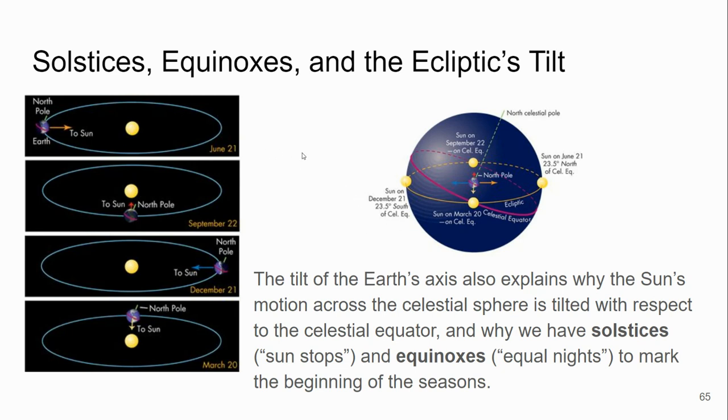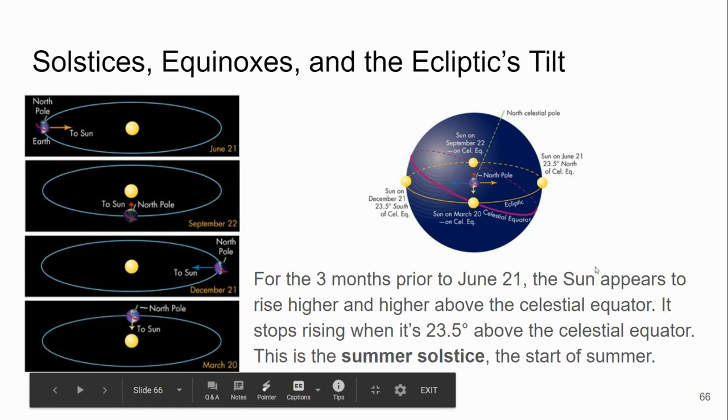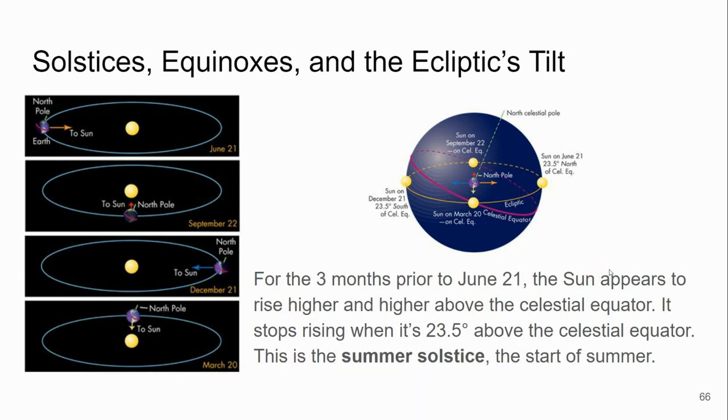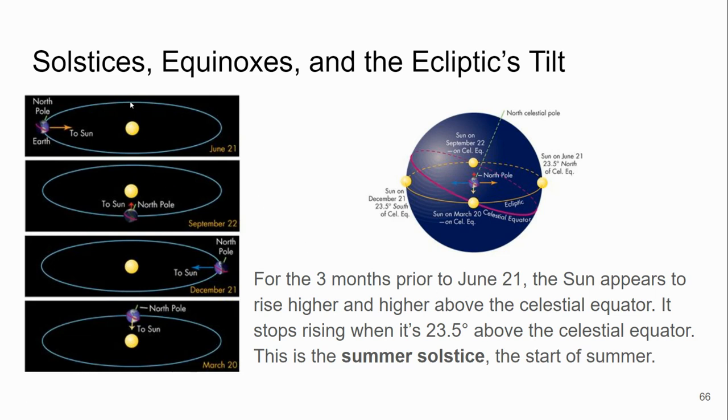So anyhow, the fact that the Earth's axis is tilted is why the ecliptic is not the exact same thing as the celestial equator. There's an angle between them, and this gives rise to the seasons and the solstices and the equinoxes. So for 3 months prior to June 21st, the sun appears to rise higher and higher above the celestial equator. So for those 3 months, we would have started here. For the next 3 months, the Earth is doing this part of its orbit, and the sun rises higher and higher above the celestial equator.